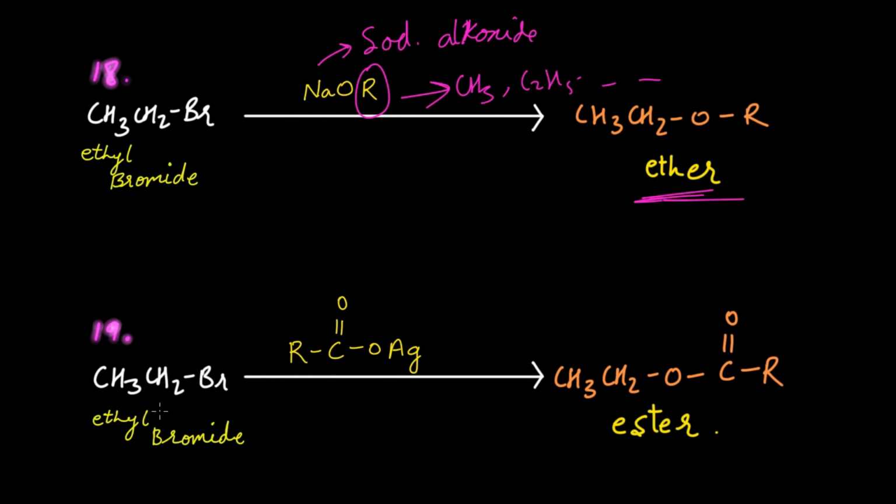The last reaction is when ethyl bromide is treated with silver salt of acetic acid, you will get ester. In place of R, you can write any alkyl group just as in the above reaction, right? The final product will be ester. So these are the 19 reactions which I was able to find, in which the reactant was alkyl halide.